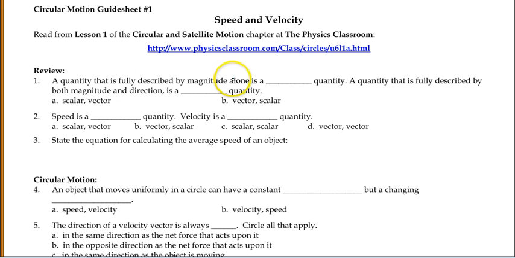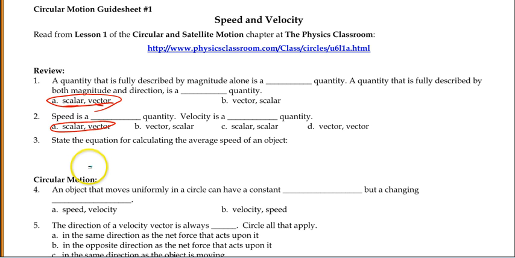So first, a quantity fully described by magnitude alone is known as a scalar quantity. If a quantity has both magnitude and direction, that's known as a vector quantity. So it's scalar and then vector. Speed, which is just a measure of how fast you're going, a number, is a scalar quantity, whereas velocity, v, is a vector quantity. It's both your speed and your direction. So again, it's scalar and vector.